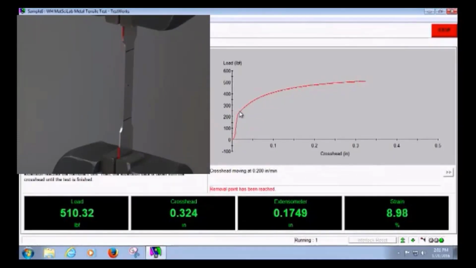So we're approaching the maximum load. The load is not going up very quickly anymore. Once the load levels off, we'll have reached the ultimate point, maximum stress, the tensile strength for this material. Once the load starts to drop, then we'll examine the specimen to look for the neck.